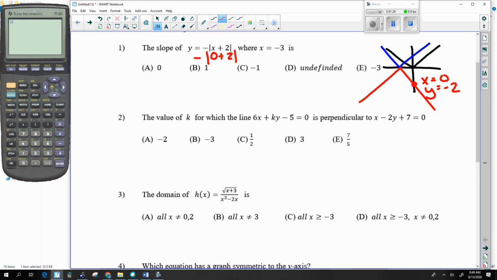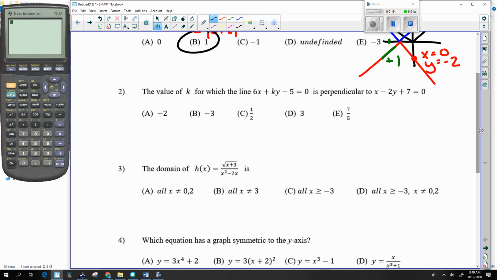Anywho, they say, what is the slope of that where x is equal to -3? So -3 is right here. So they want to know, what is the slope right there? And that slope is +1. +1 should be the result right there. That's the slope. All right, next.